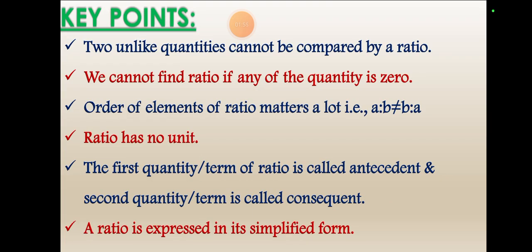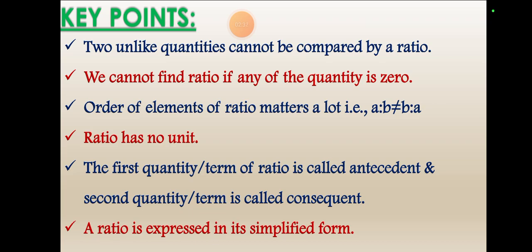Then key points: two unlike quantities cannot be compared by ratio. We cannot define a ratio if any quantity is zero. If zero is a quantity, we cannot define a ratio because that means there is no quantity. The order of the elements of a ratio matters a lot. Like A ratio B is not B ratio A. If we change their order, that will matter a lot. If the order of the elements of the ratio is different, that would be all wrong, because A ratio B is never B ratio A.